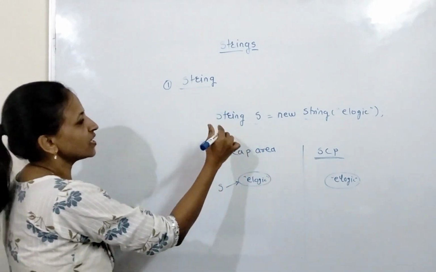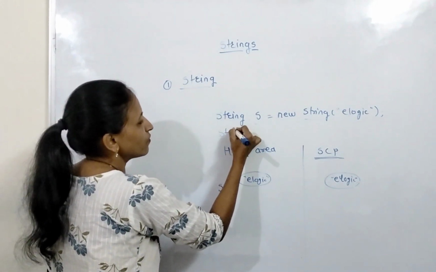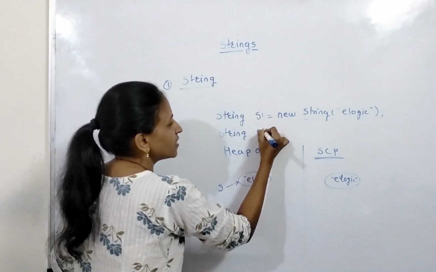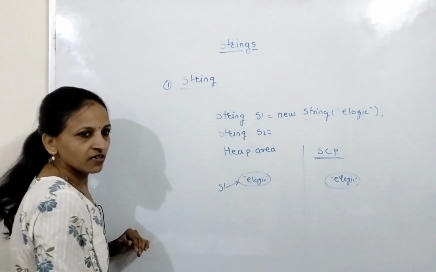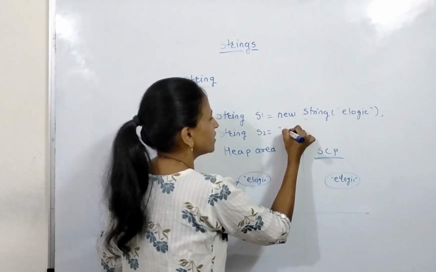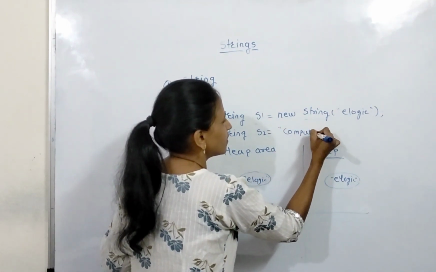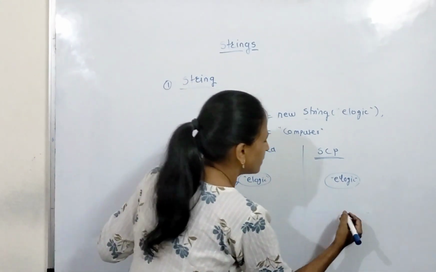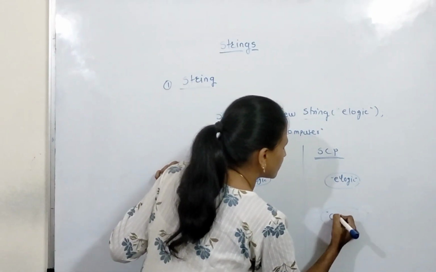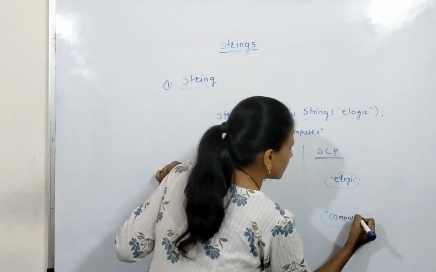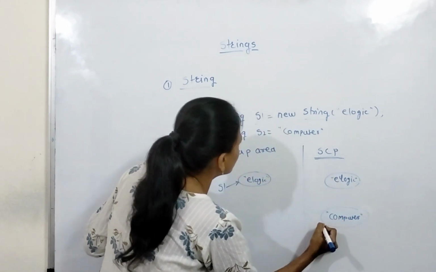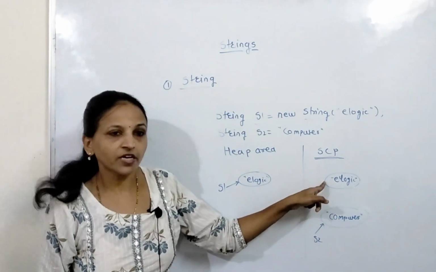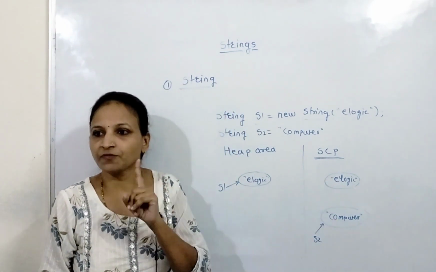Now there is one more way to create a string, like S1 and S2. This one is S1. Let it be computer. Then in the SCP section the object will be created like computer. And now here S2 in this. But this one does not have any reference, while this one has a reference.